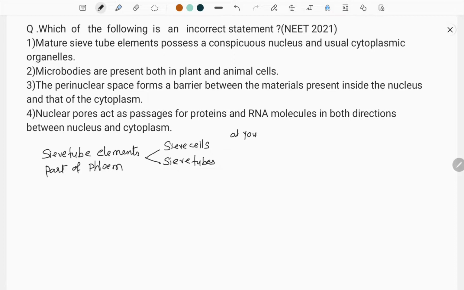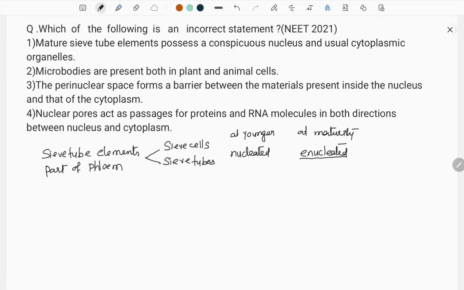at a younger stage, they contain a nucleus. That's what we call nucleated. They are nucleated, but at maturity, the nucleus gets degenerated. They are called enucleated, that is, they don't have a nucleus. Nuclei get degenerated, so we call them enucleated.